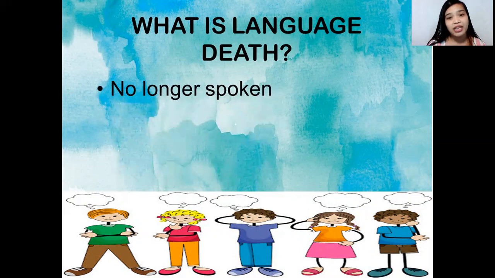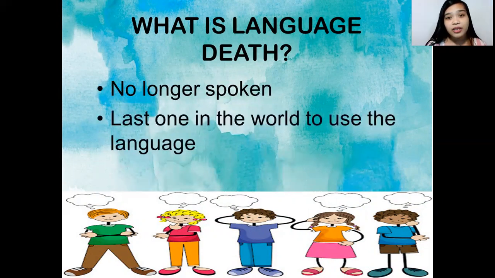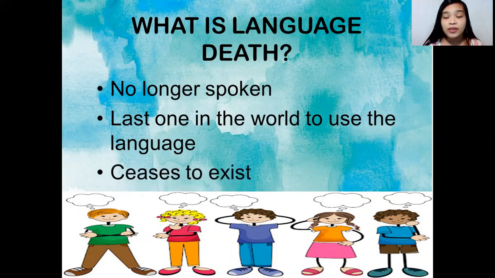A language that is no longer spoken. It is when a certain community or group is the only group in the world to use this specific language and it ceases to exist. It is used when one community that uses that language is the only one remaining.